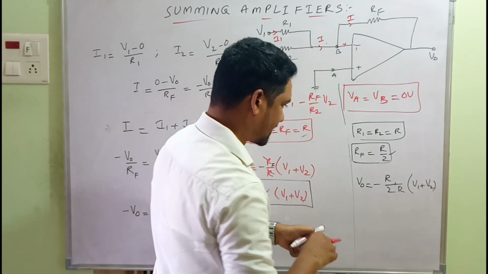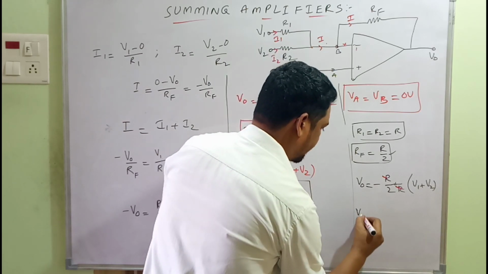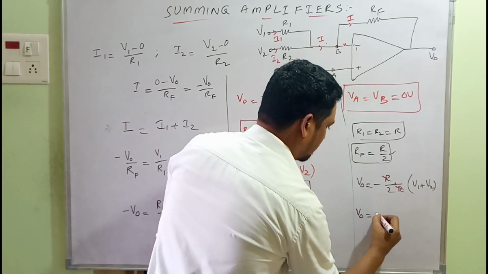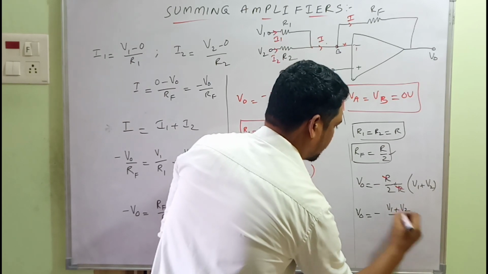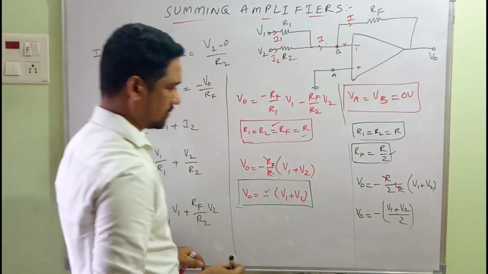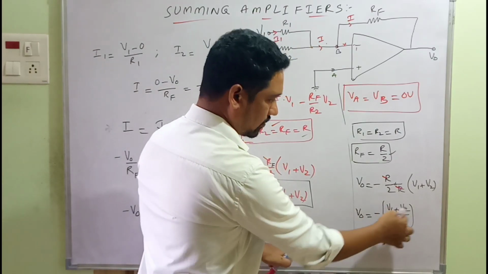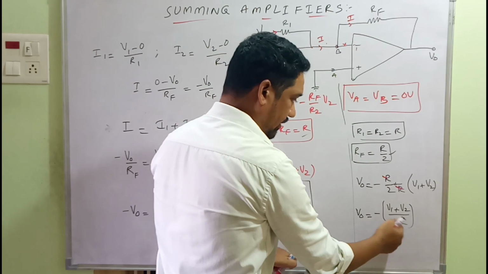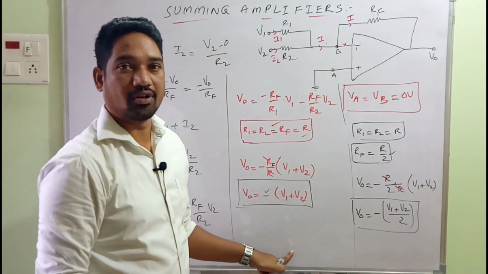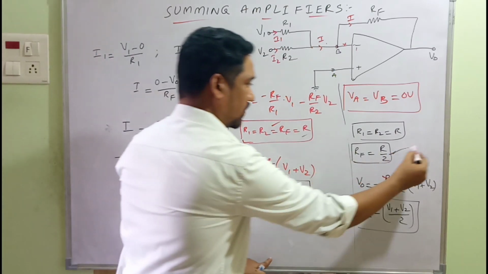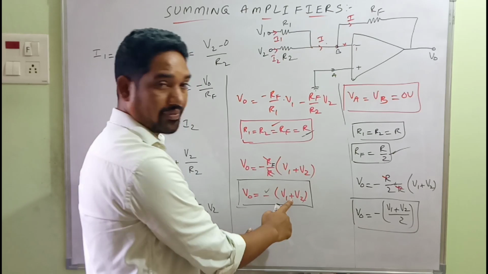So this gets cancelled here, and V0 will be equal to minus of (V1 plus V2) by 2. So what does this say? It's the average of the two inputs, V1 plus V2 by 2 is the average. So an average circuit, making use of an operational amplifier. With this assumption it will be an average circuit, and otherwise an inverting summing amplifier.